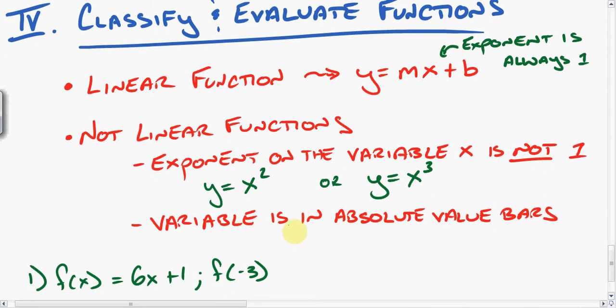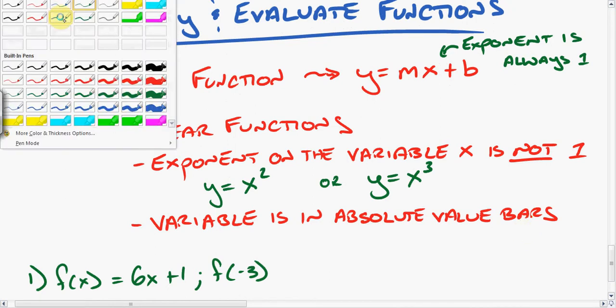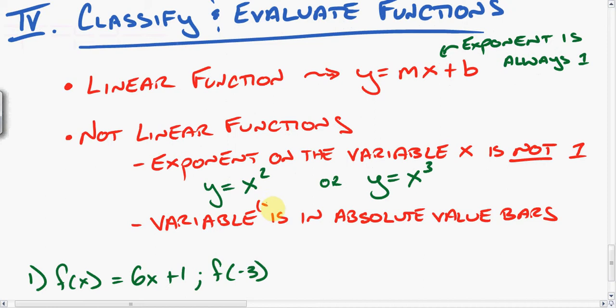Also, if the variable x is in absolute value bars, it's not linear. An example might be y equals the absolute value of just simply x. Now, what's the exponent here? 1. But because it's in absolute value bars, we know it's not going to be linear. Absolute value actually forms a V shape. If you graph absolute value, it will form a V, and we'll look at that later in this book.